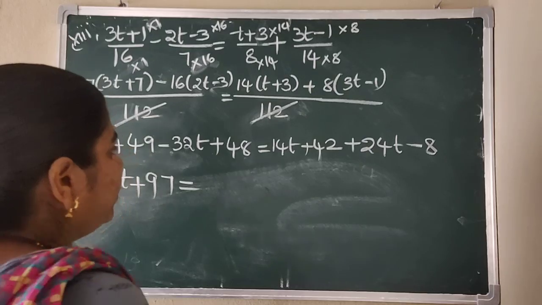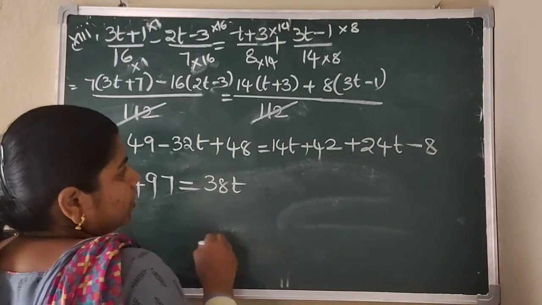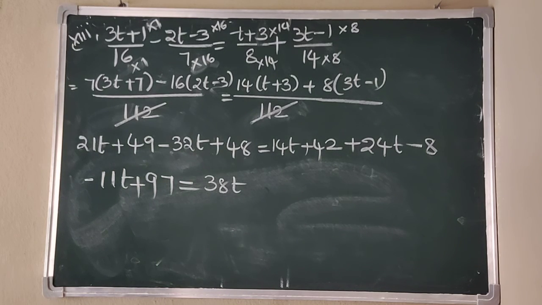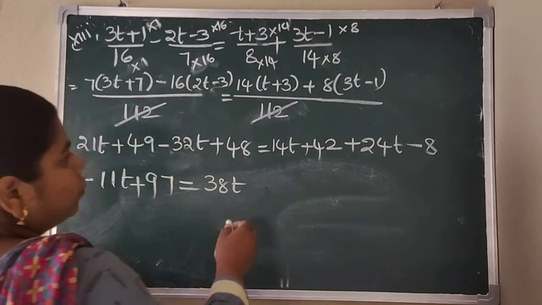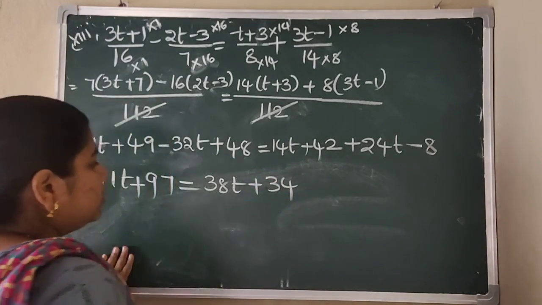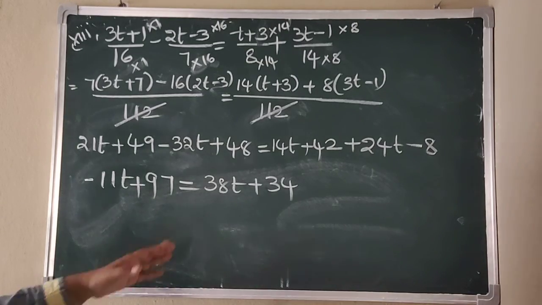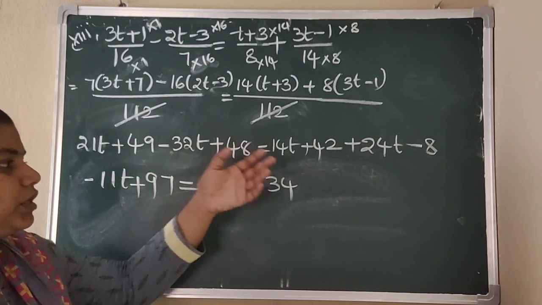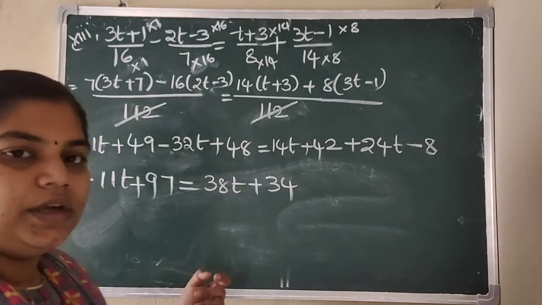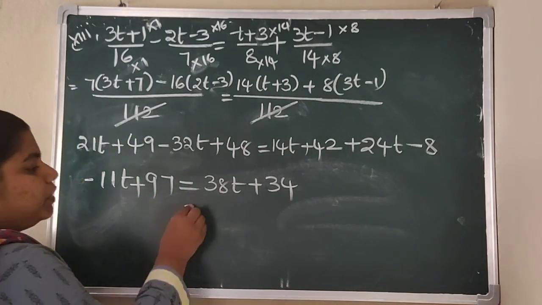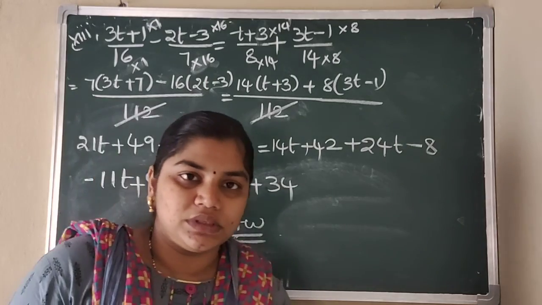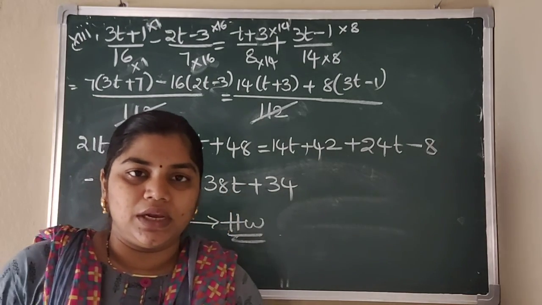14t plus 24t will be equal to 38t. And here 42 minus 8 will be 34. So plus 34. So from here you can solve the problem. Transpose all the variable terms to one side and constant terms to the other side. You can find the t value by using this. So from here you can do it as homework. The other problems from the second bit, we will do in the next class. Thank you.